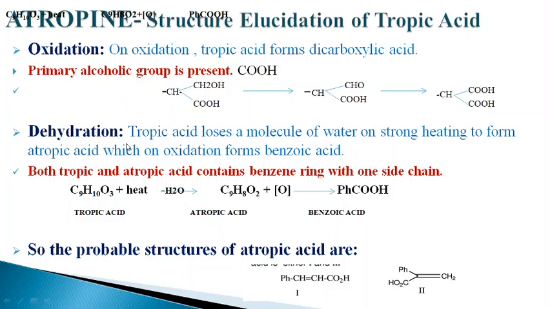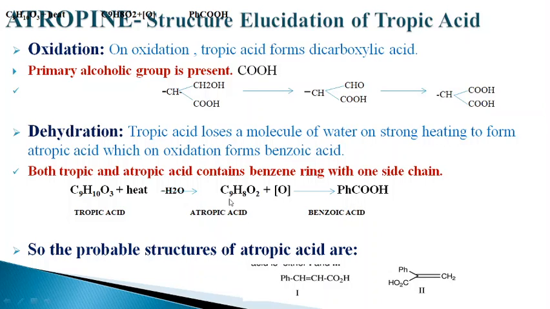Next step is the dehydration. Tropic acid on strong heating loses a molecule of water and forms atropic acid. This means atropic acid is the dehydrated product of tropic acid. This atropic acid on further oxidation converts into benzoic acid. As you know, benzoic acid means that both tropic and atropic acid contain a benzene ring with one side chain, which on oxidation is converted into a COOH group.